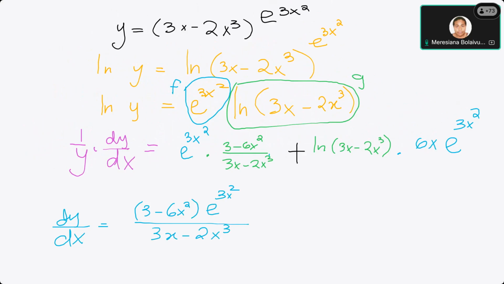How am I going to write the second part when you combine these two? Which one will come first? What will come first? 6x, and then we have ln 3x minus 2x cubed, and then the exponential.